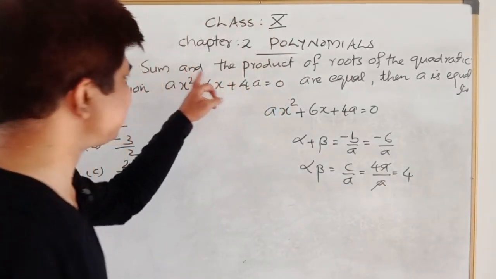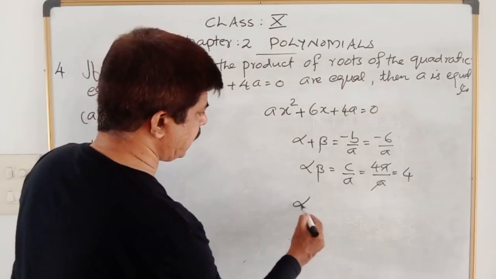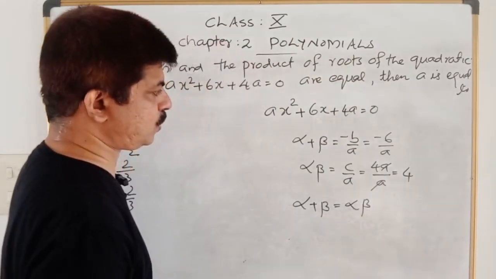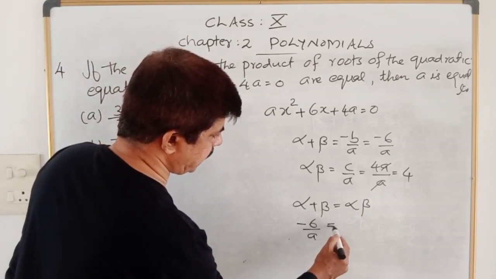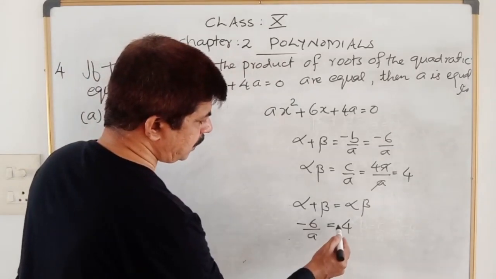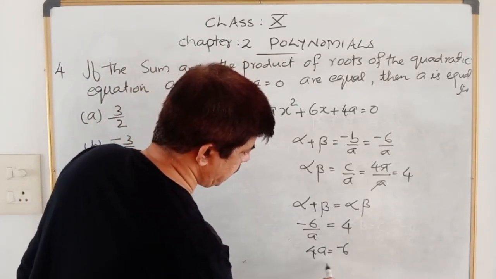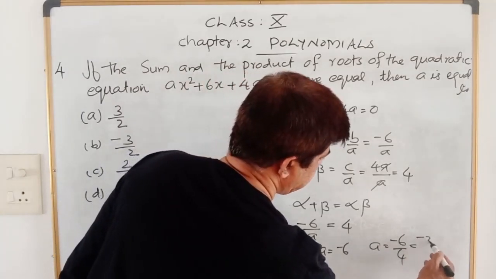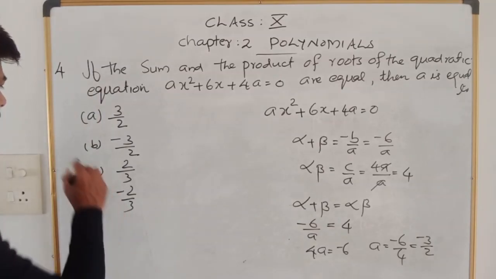So we are given that the sum and product of the roots of the quadratic equation are equal. So we can write alpha plus beta is equal to alpha beta. Alpha plus beta can be substituted as negative 6 by a, and alpha beta is equal to 4. We cross multiply: 4a equal to negative 6. What is a? a is negative 6 by 4. We can cut. The answer is negative 3 by 2. So what is our answer? Option B is the right answer.